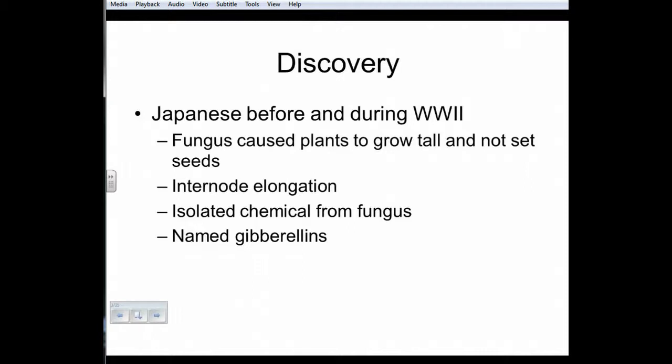And they actually isolated the fungus and then did the experiment. They grew the fungus, then filtered out the fungus, poured that liquid on the plant, and the plant responds. So that means there's something in the liquid that the fungus is producing. Okay. And they named it gibberellins.